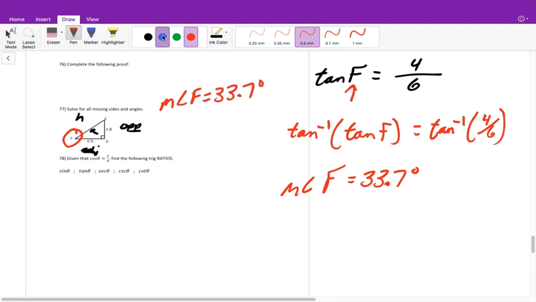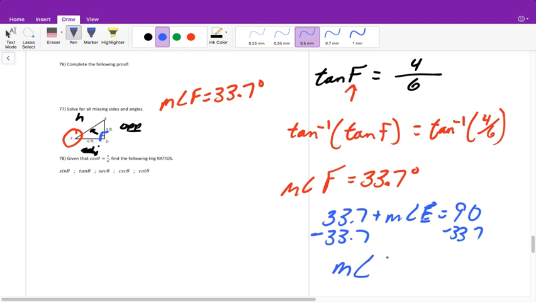All right, so once I know what the measure of angle F is, the measure of angle E is easy because I know that all three have to add up to 180, and since this is already 90, I know that 33.7 plus the measure of angle E is equal to 90 degrees, so I can then subtract 33.7.